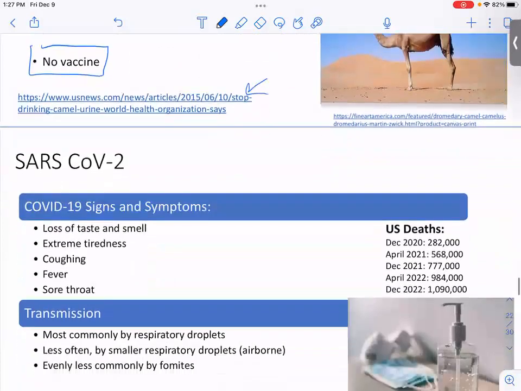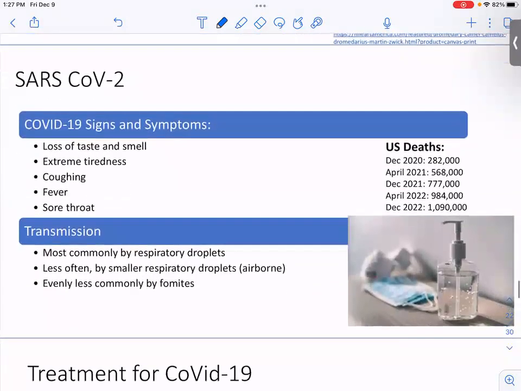Okay, so that brings us to where we're at with COVID-19. Everybody's sick of hearing about this. The signs and symptoms: the Omicron variants are really having less loss of taste and smell, so we're not seeing that so much anymore. Deaths, I update this every time I've taught this class. We're over 1 million now.